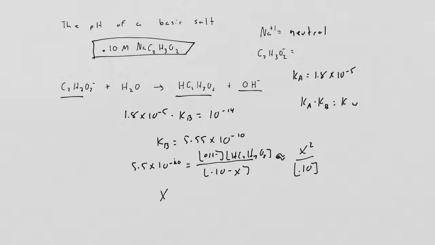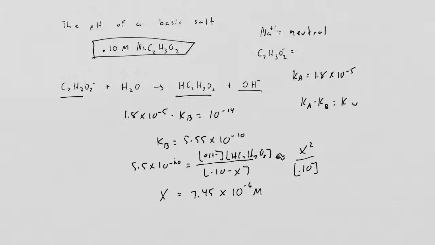And now make sure we're clear. X is going to be the hydroxide concentration, isn't it? So the concentration of hydroxides and also the concentration of acetic acid ions is 7.45 times 10 to the minus 6. Now make sure we're clear. This number is far less than 0.1, so therefore we definitely are good with the 5% rule.